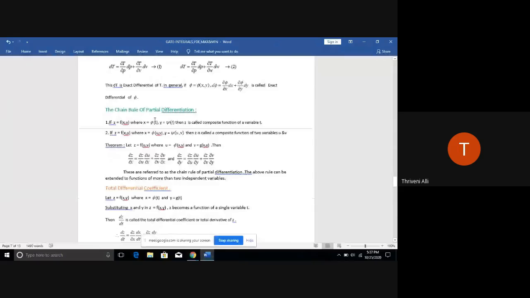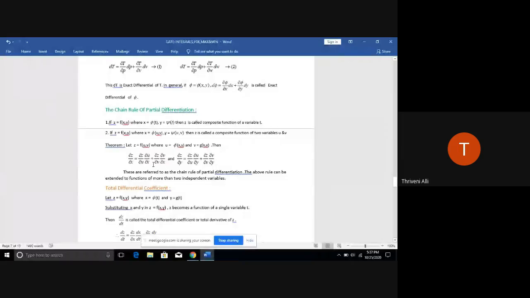If z is a function of x and y, where x is a function of t and y is psi of t. Next, if z is a function of x and y, where x is phi of u, v and y is psi of u, v, then dou z by dou x is dou z by dou u into dou u by dou x plus dou z by dou v into dou v by dou x. Similarly, dou z by dou y equals dou z by dou u into dou u by dou y plus dou z by dou v into dou v by dou y. So these are referred to as the chain rule of partial differentiation.